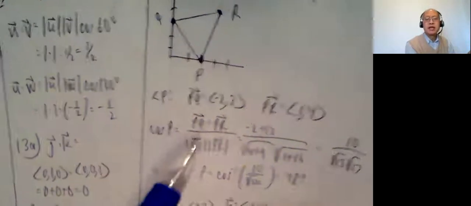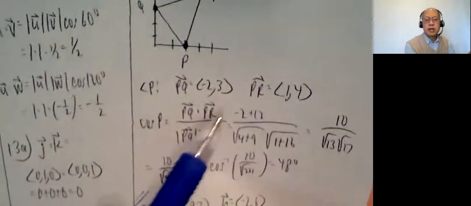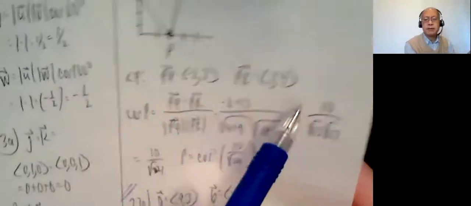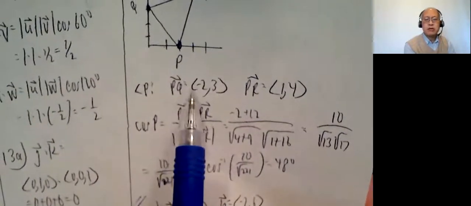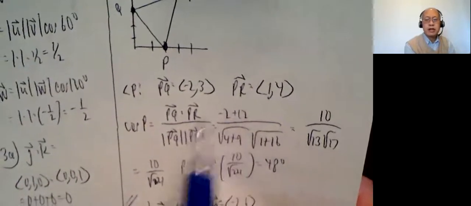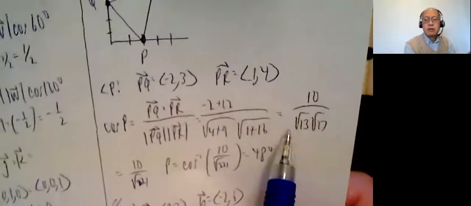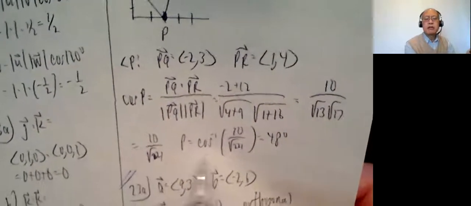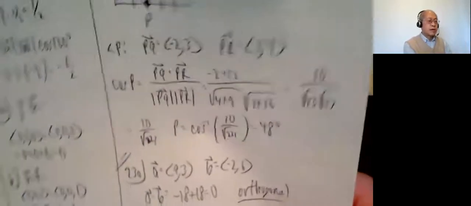So the cosine of P is the dot product PQ dot PR over norm of PQ, norm of PR. The dot product is negative 2 times 1, which is negative 2, plus 3 times 4, which is 12. So the numerator is 10. All over magnitude of PQ, which is the square root of negative 2 squared plus 3 squared, square root of 4 plus 9, square root of 13. And then magnitude of PR is the square root of 1 plus 16. So it's 10 over radical 13 times radical 17, that's 10 over square root of 221. P is inverse cosine of 10 over square root of 221, 48 degrees. Okay, so that's how you do that.